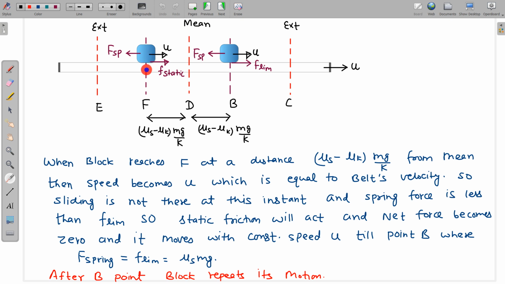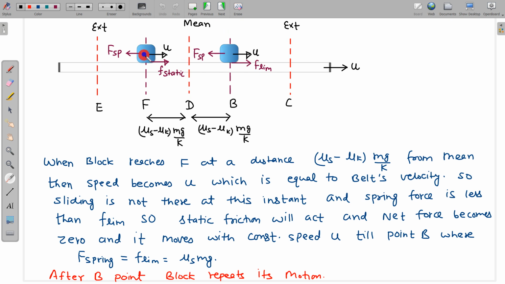If there is no sliding here, and here the spring force is also less, that spring force can be balanced by the static friction force, because static friction force will try to prevent sliding between the block and this belt, and the spring force is also less here. Because here the spring force will become equal to the kinetic friction force, and this is the location where the extension is such that it is equal to the limiting friction force.